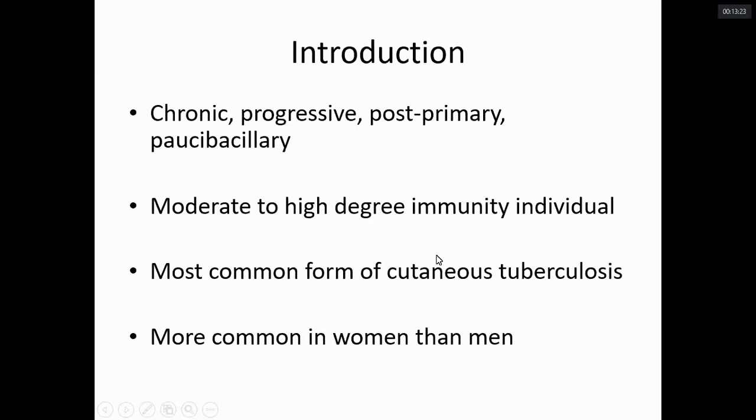Now second one, lupus vulgaris. It is the chronic progressive post-primary, postbacillary form of cutaneous tuberculosis. There is moderate to high degree of immunity in the patients, and it is the most common form of cutaneous tuberculosis seen. That is lupus vulgaris. It is more common in women than men.